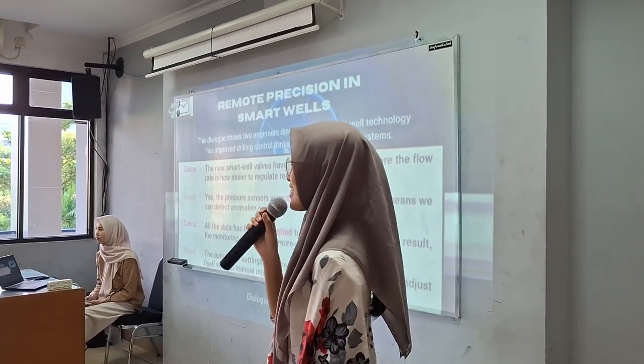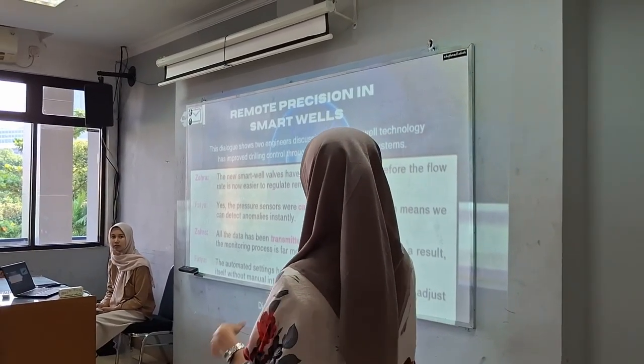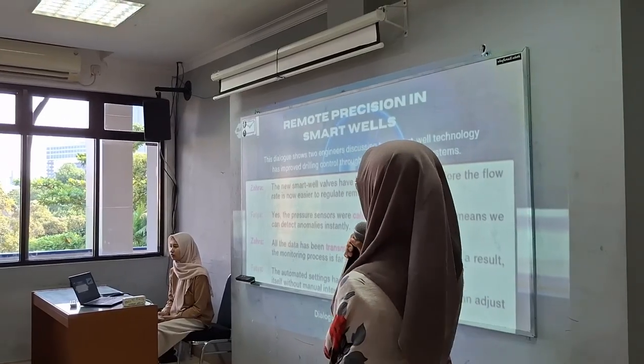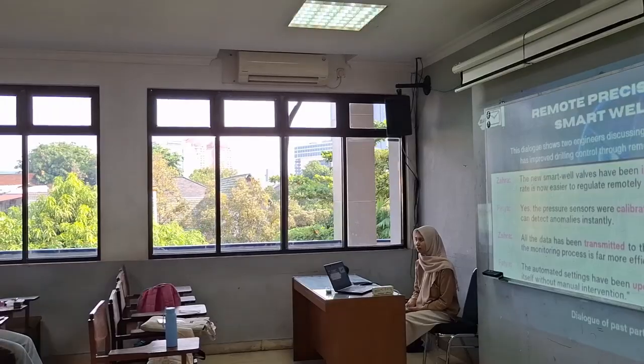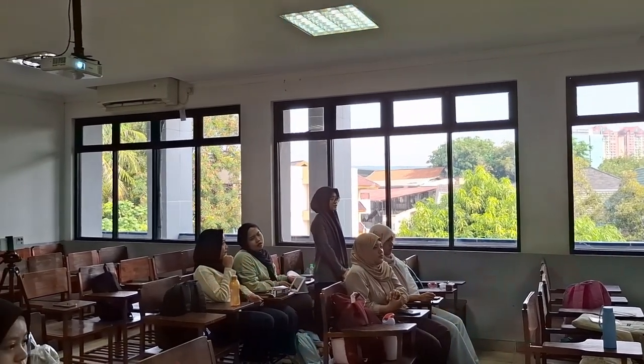Okay. The new valve has been installed, and therefore the flow rate is now easier to regulate pressure. Yes, the pressure sensors we calibrated last time, which means we can detect anomalies instantly. All the data has been transmitted to the control unit, and as a result, the controlling process is far more efficient. Automated settings have been updated, so the system can adjust itself without manual intervention.